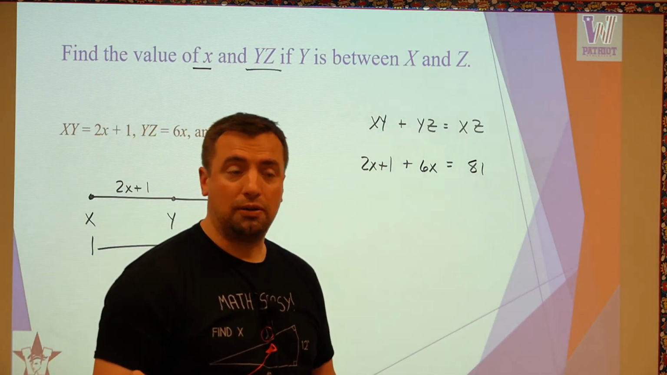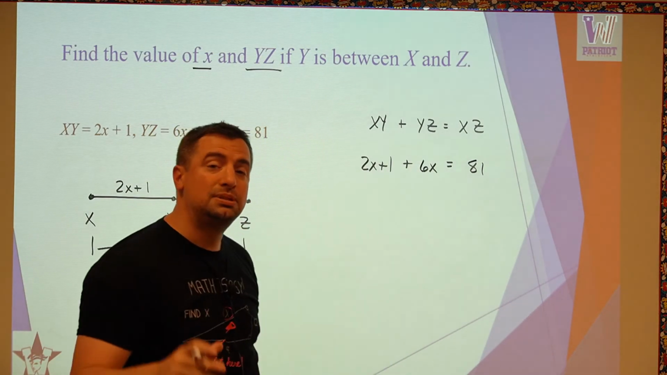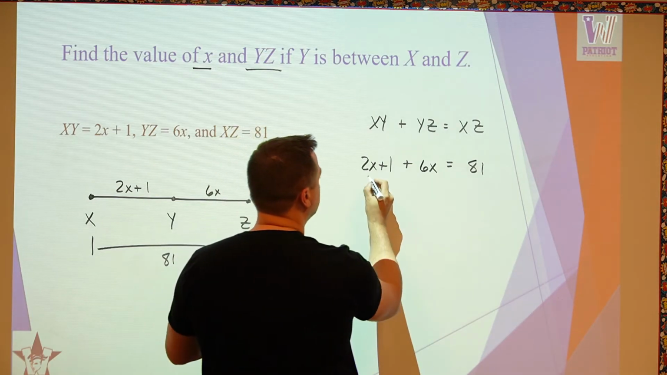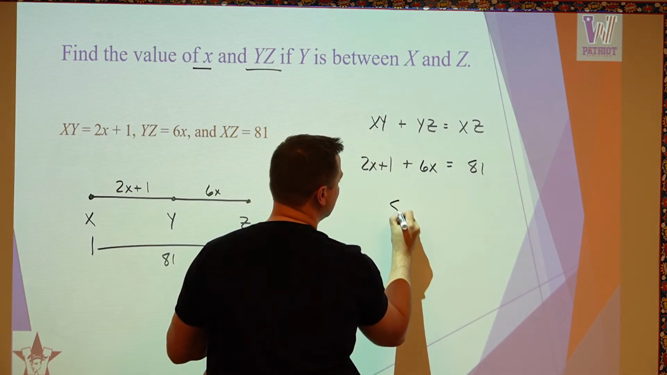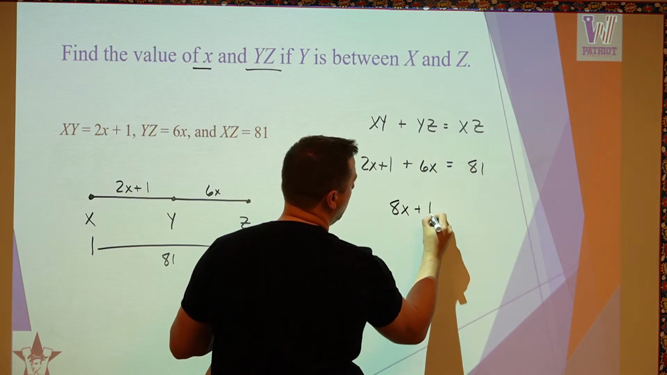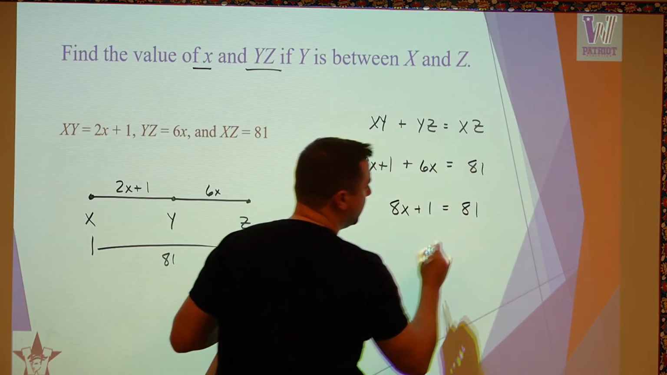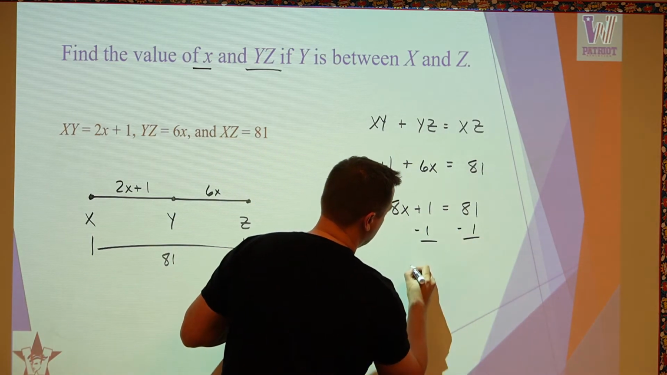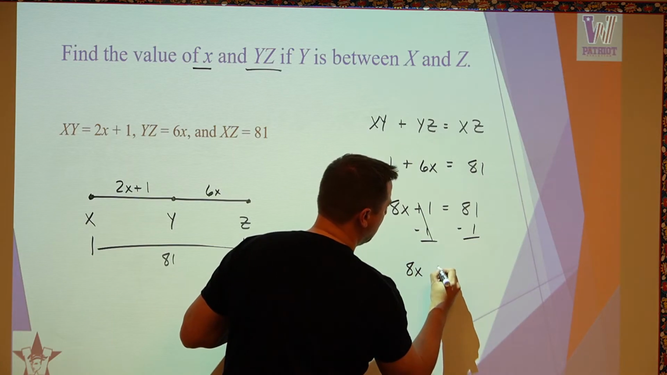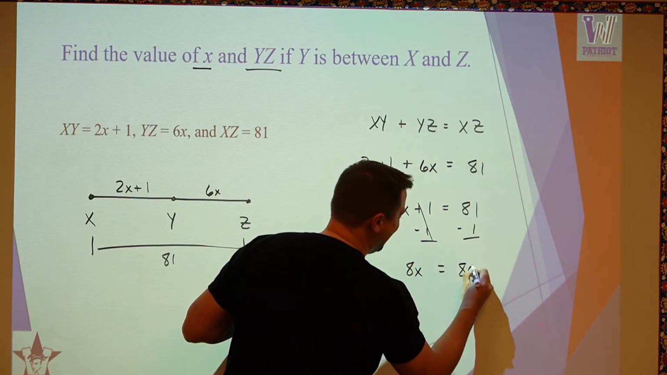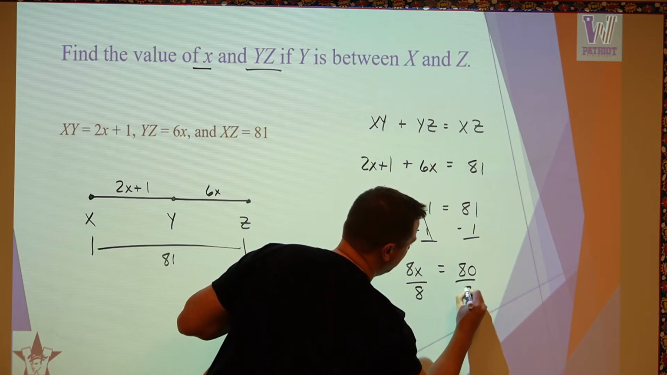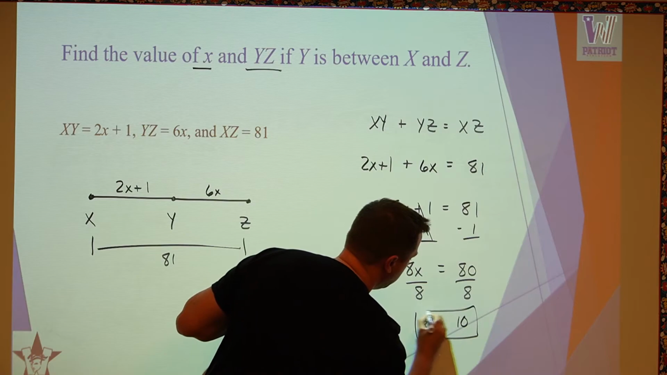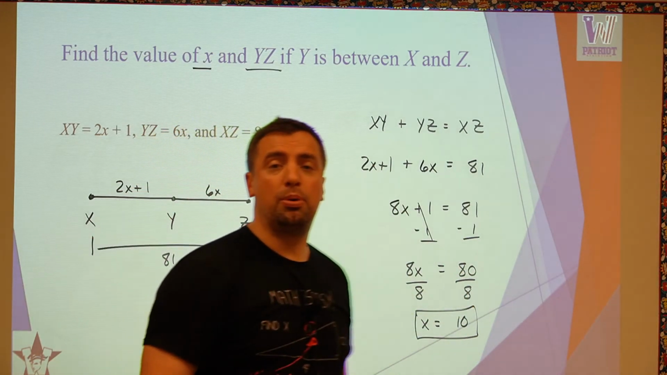Now it's time to solve. All my x's are on the same side, but there's multiple terms. So let's combine like terms to solve this. 2x plus 6x is 8x plus 1 equals 81. Subtract 1 from both sides now so I could solve this. I get 8x, cancels out, equals 80. Divide both sides by 8, and x is going to equal 10. Whew, there we go. We solved the problem.